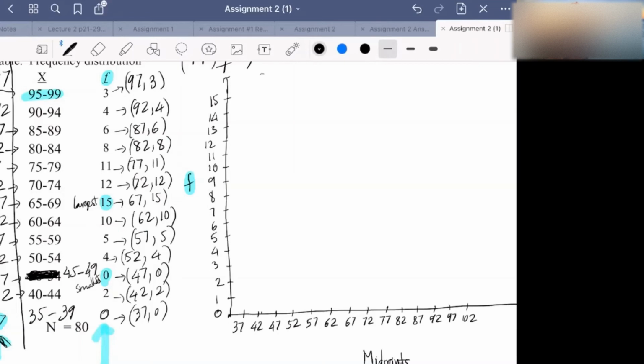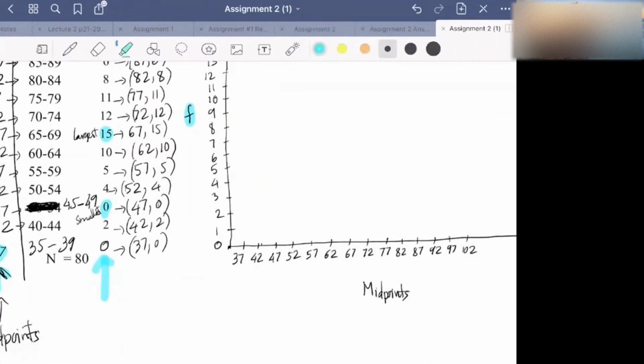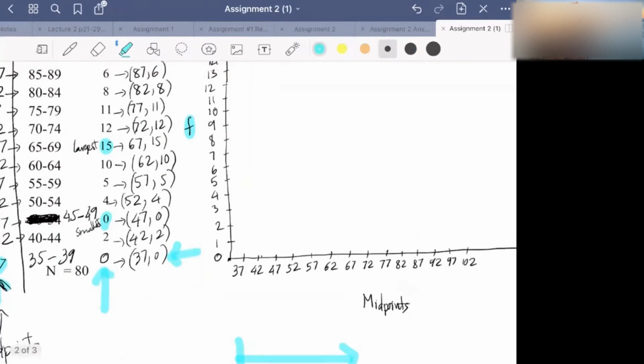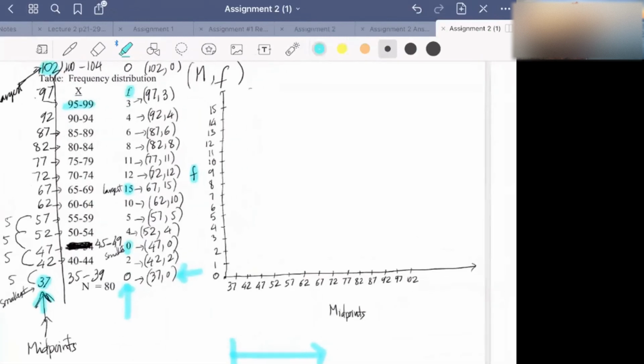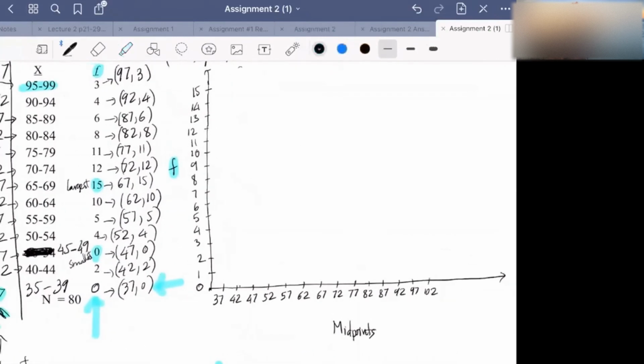Okay, so I'm gonna start from the left to the right. So that means that I'm gonna start with this point first, 37, 0. Remember that the first coordinate is the midpoint and the second coordinate is the frequency. So 37 is on the horizontal axis right here, but the frequency is 0, so the point 37, 0 should be on the horizontal axis right here.